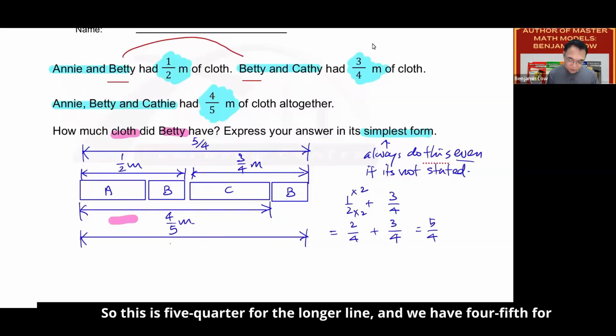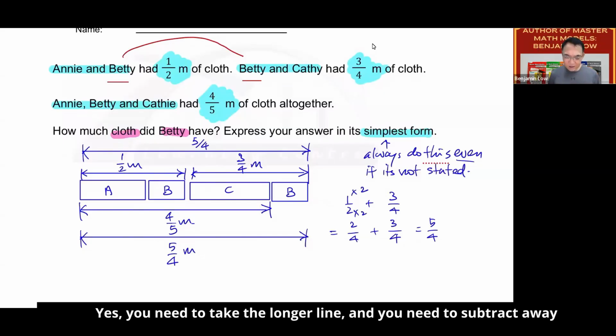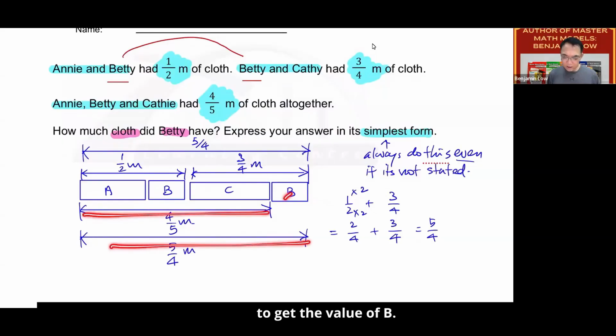So this is 5 quarters for the longer line, and we have 4/5 for the shorter line. Can you tell what you need to do now? It should be pretty obvious. Yes, you need to take the longer line and subtract away the shorter line to get the value of B. So that's how you find B.